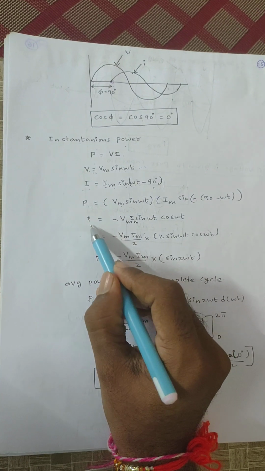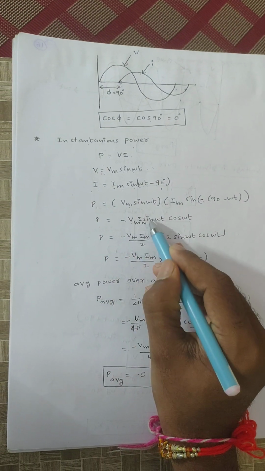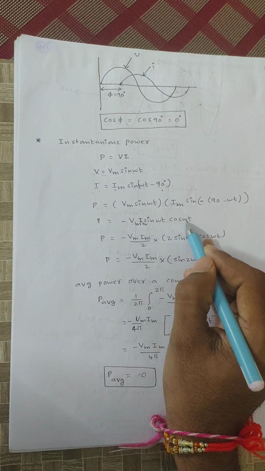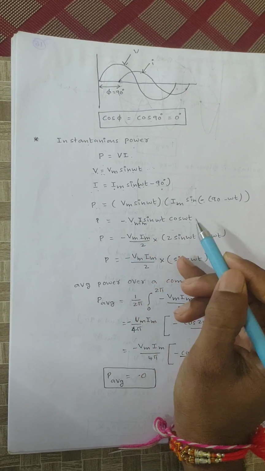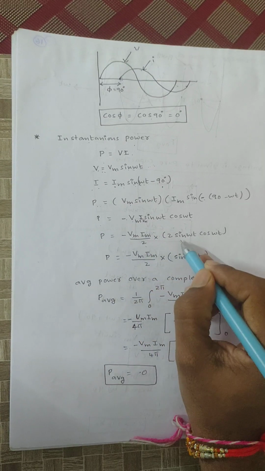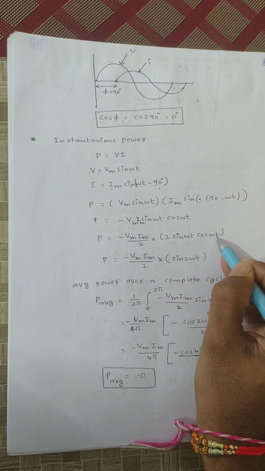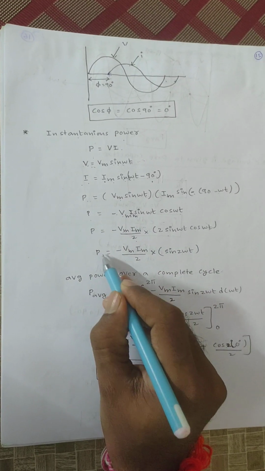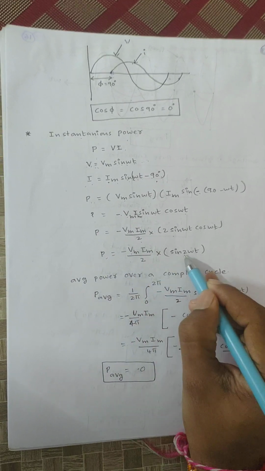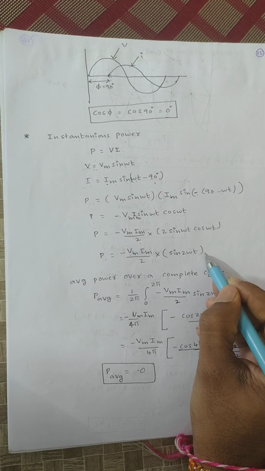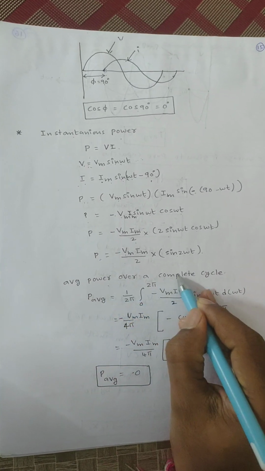Then power P = −Vm Im sin ωt cos ωt. If I multiply and divide by 2, I will get −Vm Im by 2 × 2 sin ωt cos ωt. That is, instantaneous power P = −(Vm Im / 2) sin 2ωt. Then, the average power over a complete cycle.